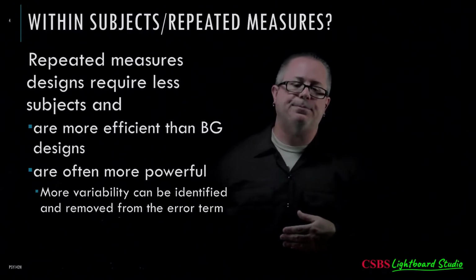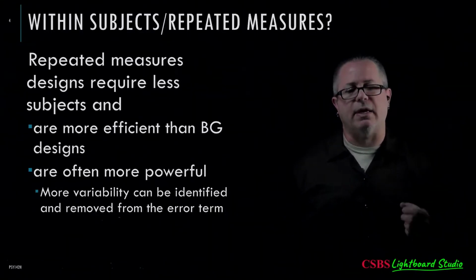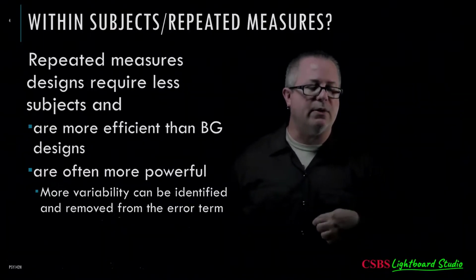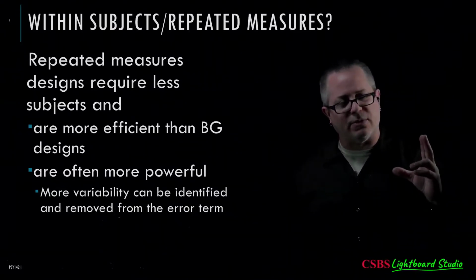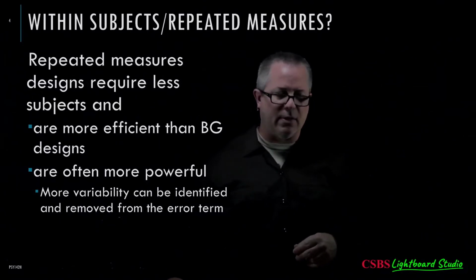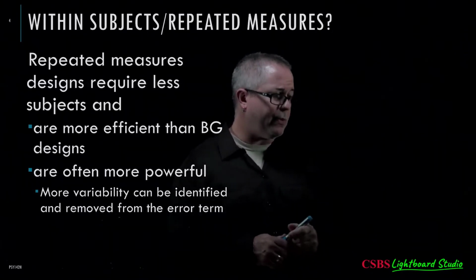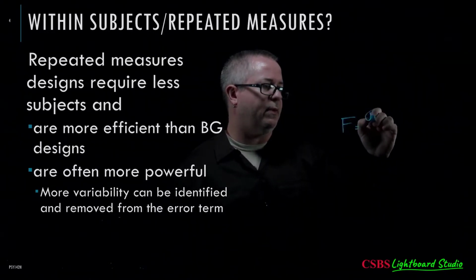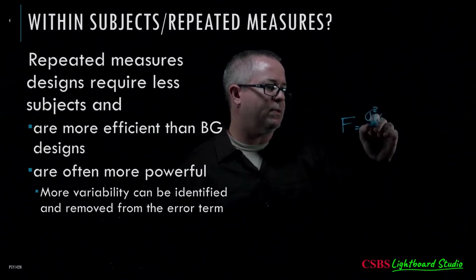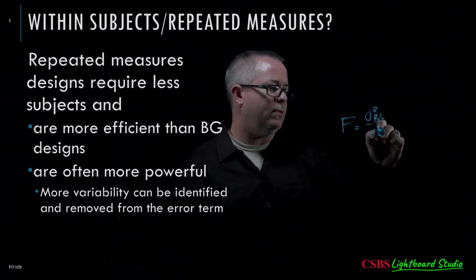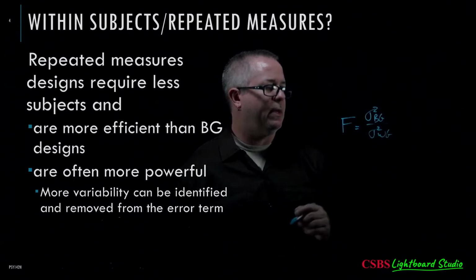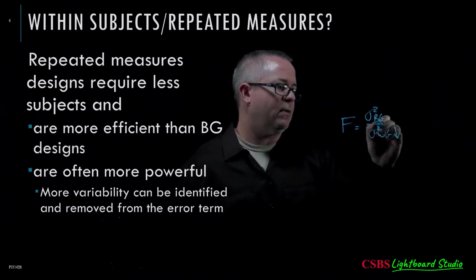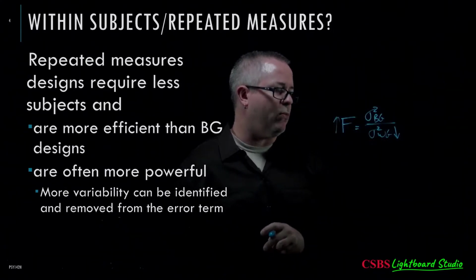We can identify some of the consistent variability they have and remove it. So more variability can be identified and removed from the error term, and by doing that, we make the error term smaller. And you think about these are F tests, right? So anytime with an F where you have your variability between groups and your variability within groups that we're dividing, anytime you make this part smaller by removing some error from it, you're going to make the F bigger. You're going to have more power to find things.